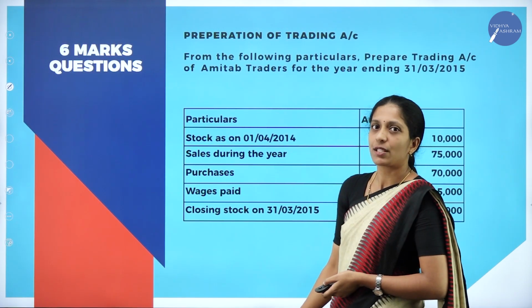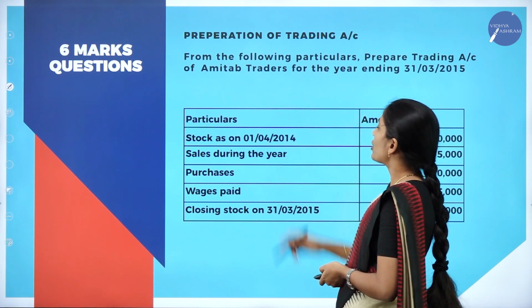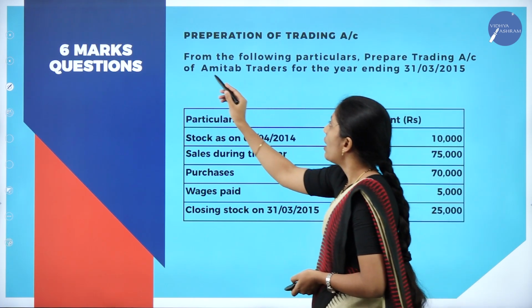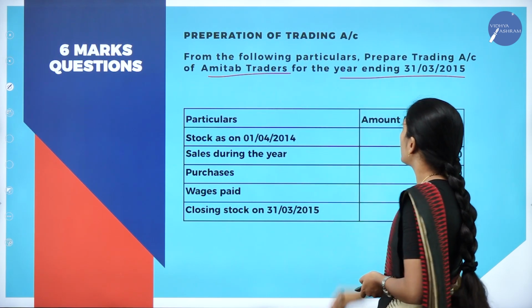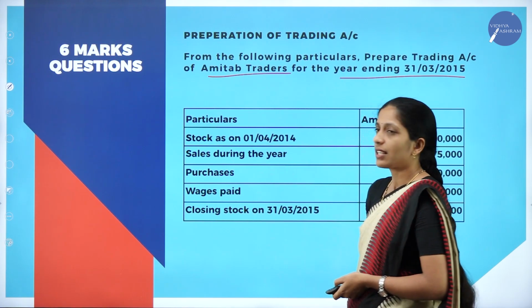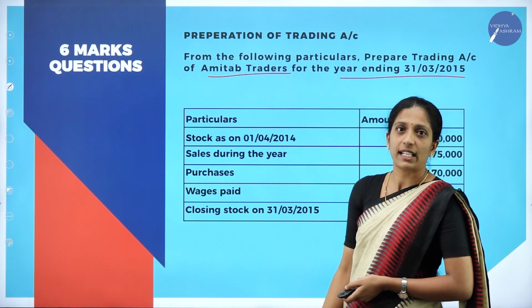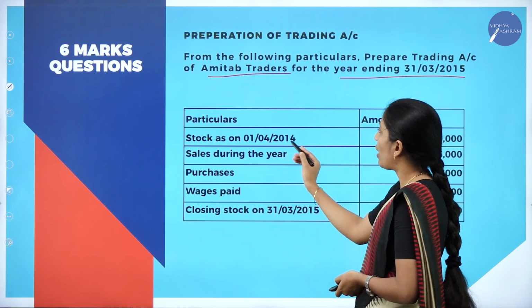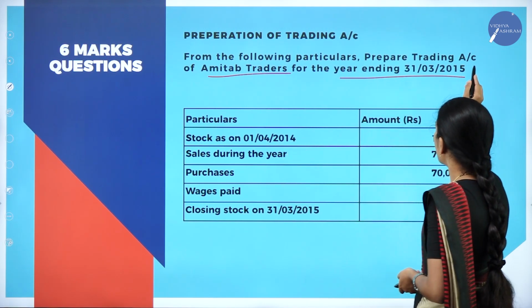Now moving on to the next problem. This would be the last problem on your trading account. Preparation of trading account. From the following particulars, prepare the trading account of Amitabh Traders for the year ending 31st/3/2015, they have asked. Now they have given us certain particulars. Here itself we shall classify them into debit as well as credit side. So stock on 1/4/2014. So what is the year ending?